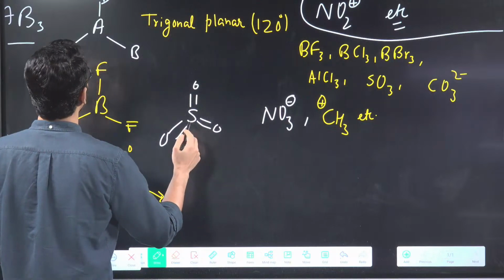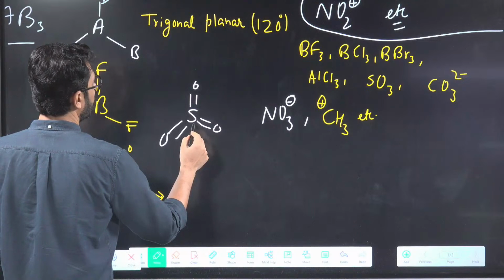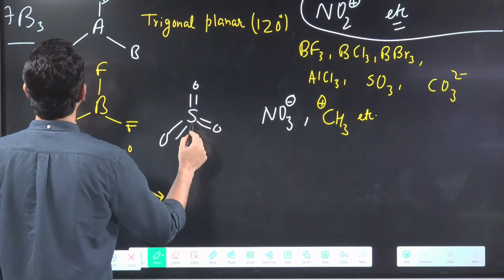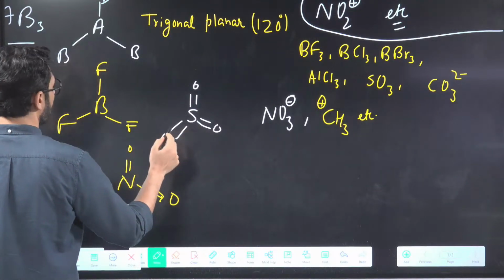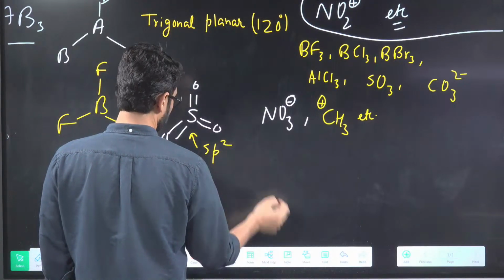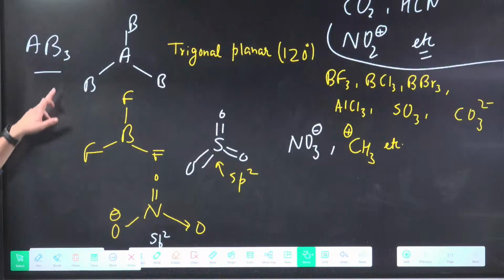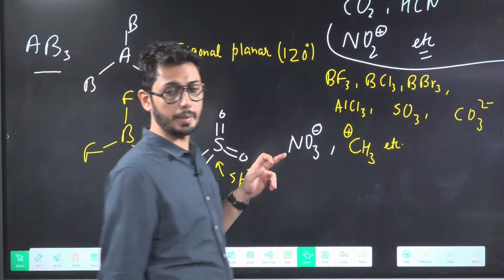SO3. AB2 I have given. Here it is sp2 hybridized. Okay. Completed. This is regular geometry. Which regular geometry? It is AB3.